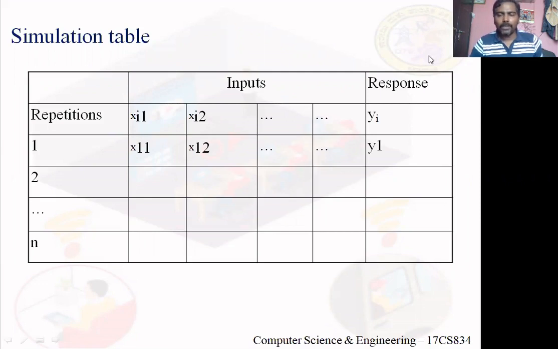I repeat, yi, the response time of the ith customer, is xi3, the departure time of the ith customer, minus xi1, the arrival time of the ith customer. It means the difference between the departure time and arrival time of the ith customer is nothing but the response time of the ith customer. Clear? So this is how we are going to fill the repetitions.